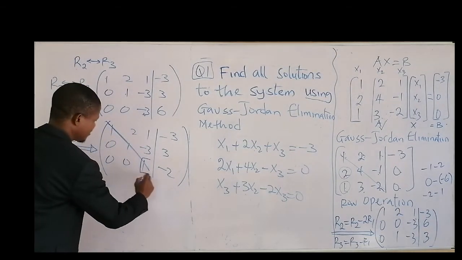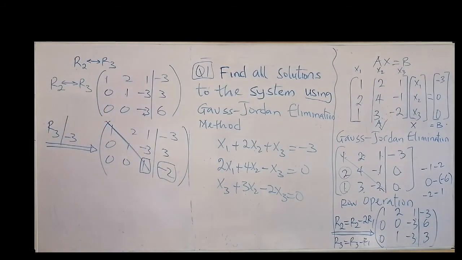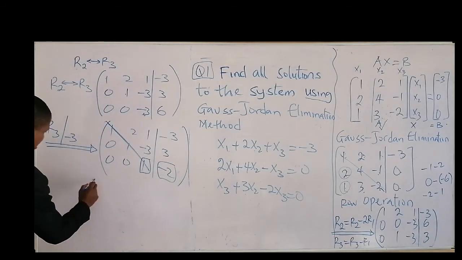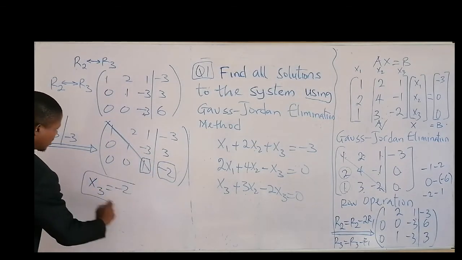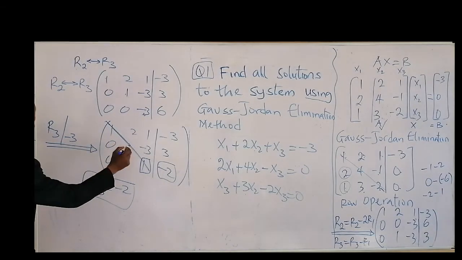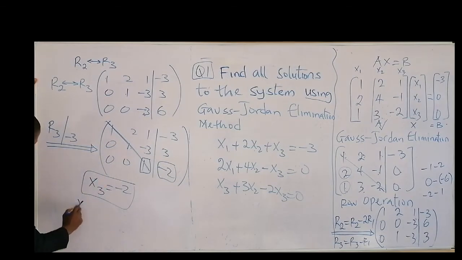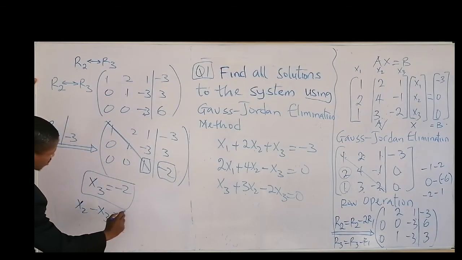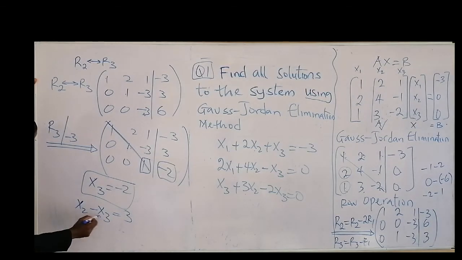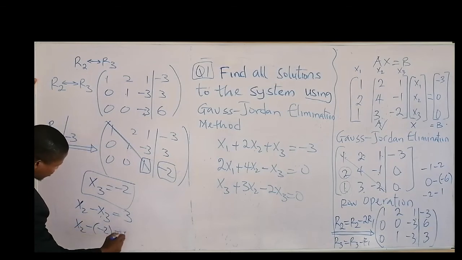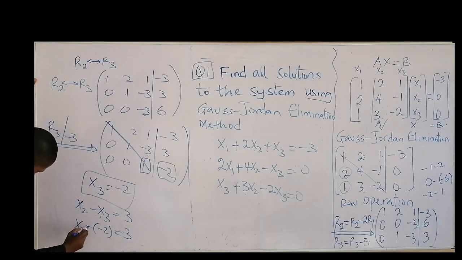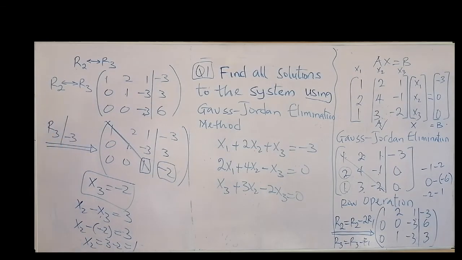Okay, so in that case now, this and this will be equal to each other. So x3 is minus 2. That one is got. Then I can go to the second horizontal line. That will be x2 minus x3 equal to 3. So I know the value of x3 to be minus 2. So x2 minus minus 2 equal to 3, and this will be plus. So x2 is equal to 3 minus 2. That's 1.